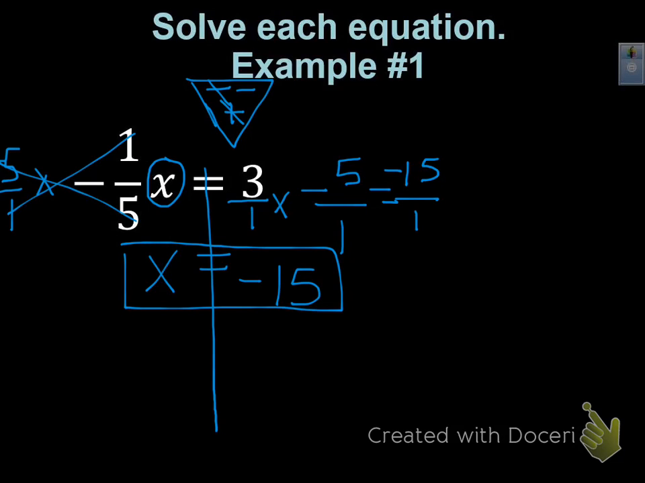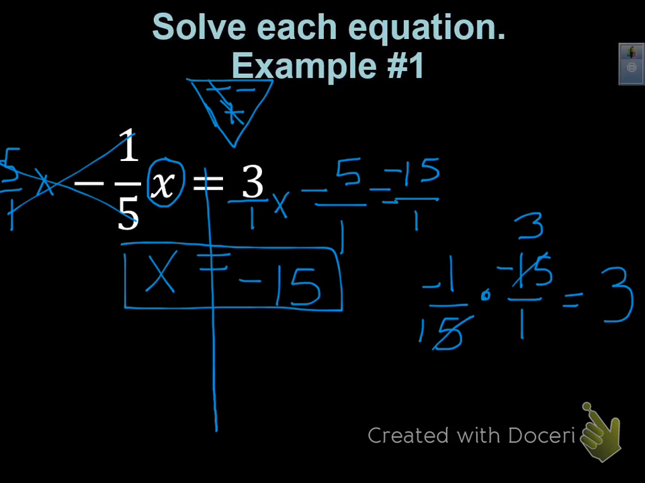I always want to be sure to check my work, so I'm going to do that now. Negative 1/5 times negative 15 should equal 3. Again, when I multiply fractions, I want to put a 1 underneath and see if I can first cross simplify. I see 5 and 15, those can both be simplified by 5.